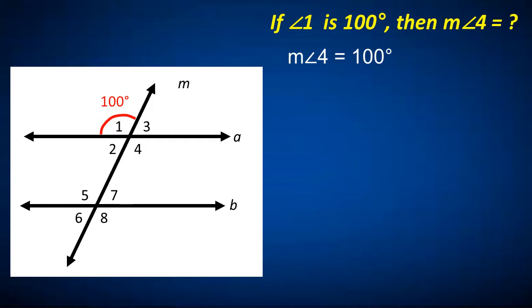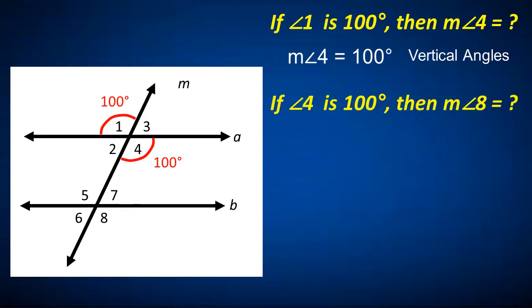Because angle 1 and angle 4 are a pair of vertical angles, and as we said earlier in our properties, vertical angles are congruent, meaning they have the same measure. So we can write that angle 4 is 100 degrees.